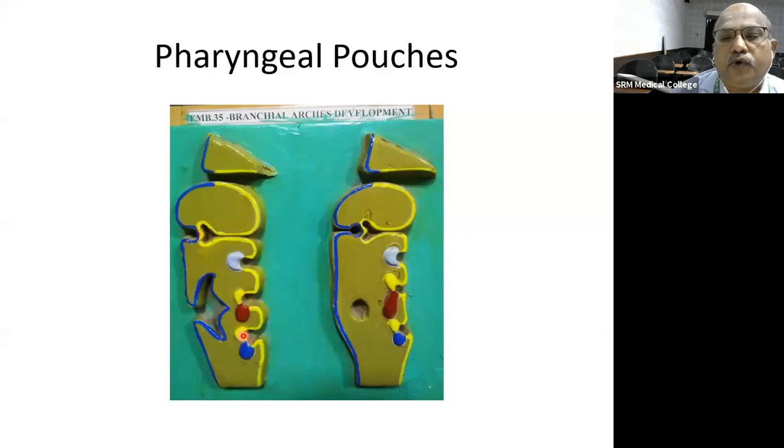Next, if you go to the fourth pouch, once again there is a ventral and a dorsal part. The ventral part forms the ultimobronchial body. Your dorsal part forms your superior parathyroid. So the superior parathyroid is derived from this, and the inferior parathyroid is derived from this. The inferior parathyroid is from the third pouch, and your superior parathyroid is from the fourth pouch. That point you have to keep in mind.